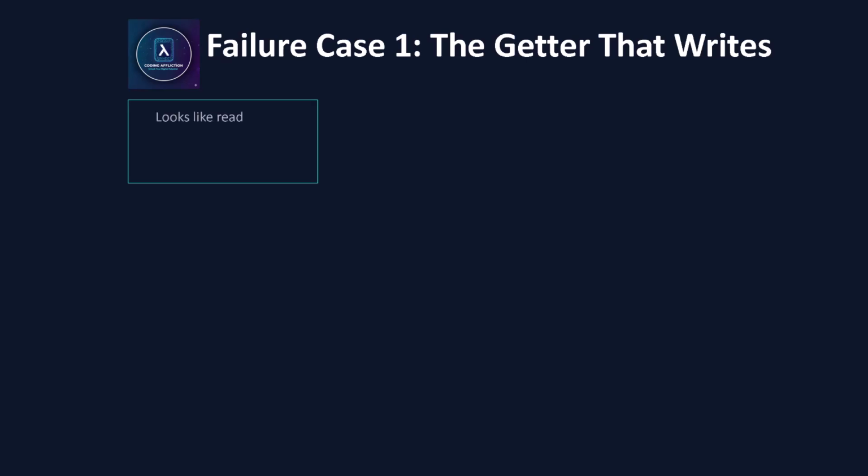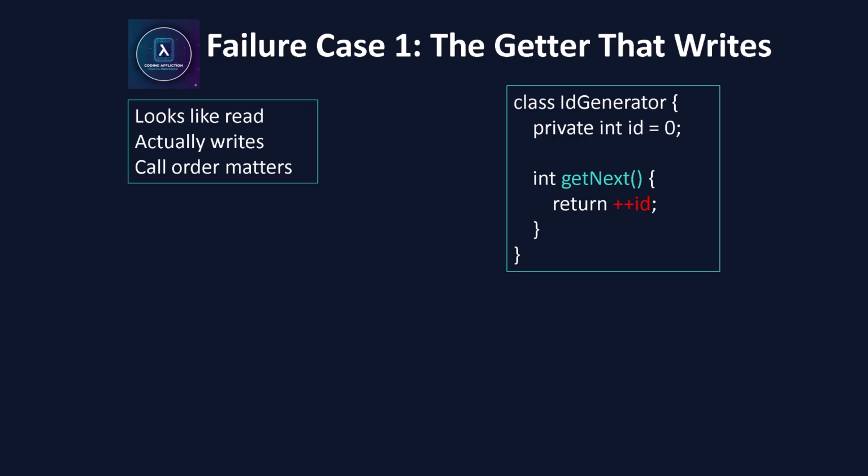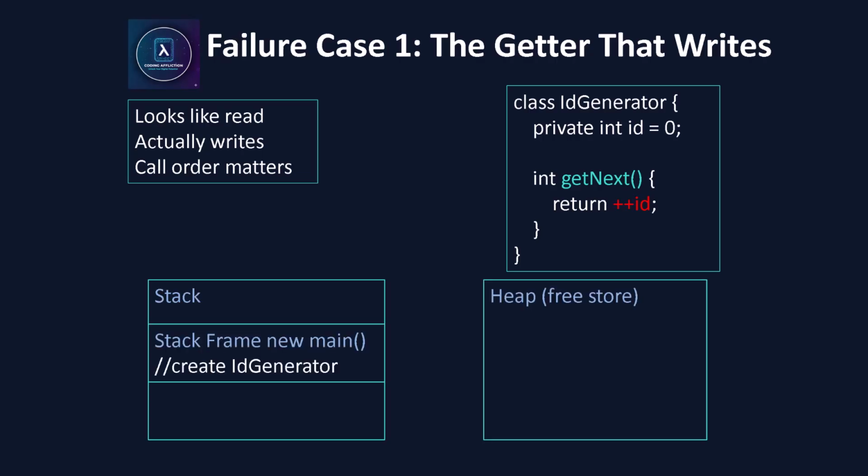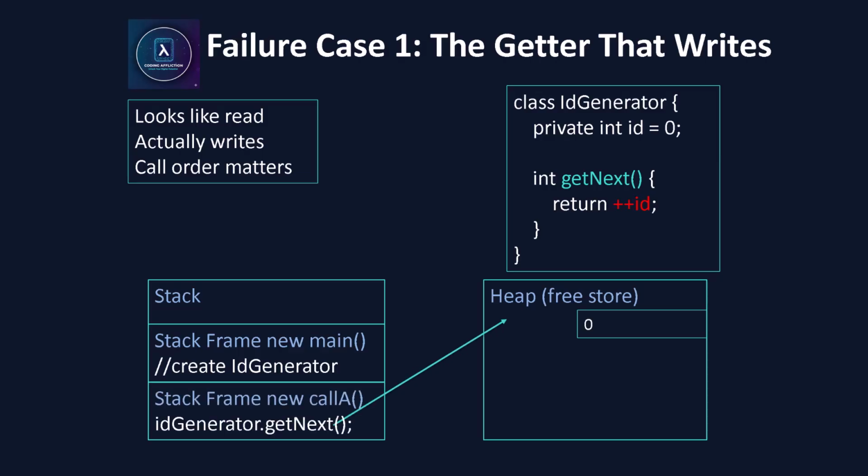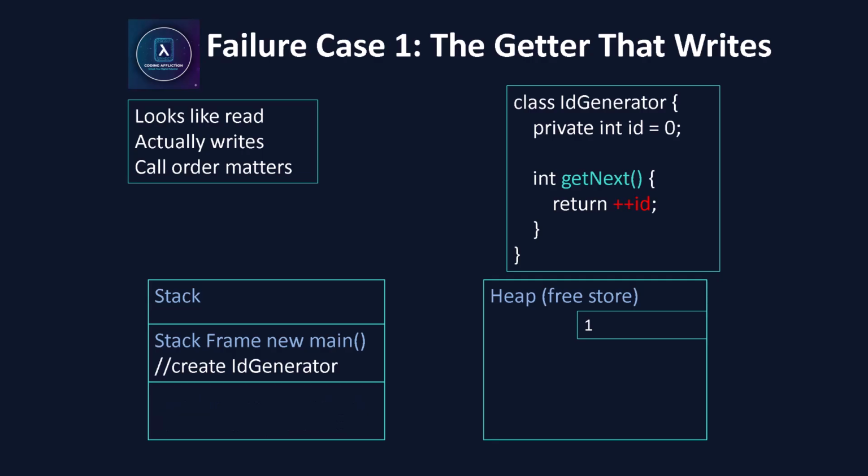The object lives on the heap. GetNext increments ID. That is a write. Now imagine two callers. Caller A invokes it first, gets 1. Caller B invokes it second, gets 2. Swap call order, results change.